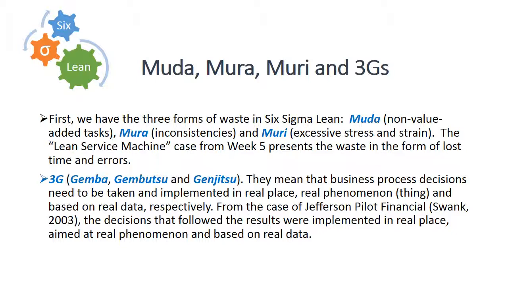The next set of vocabulary is 3G: Gemba, Genbutsu, and Genjutsu. These three mean that business process decisions need to be taken and implemented in a real place, established on real phenomenon, and based on real data, respectively.